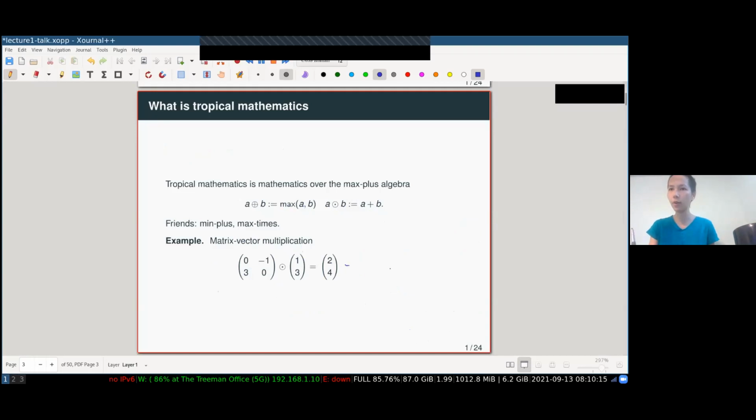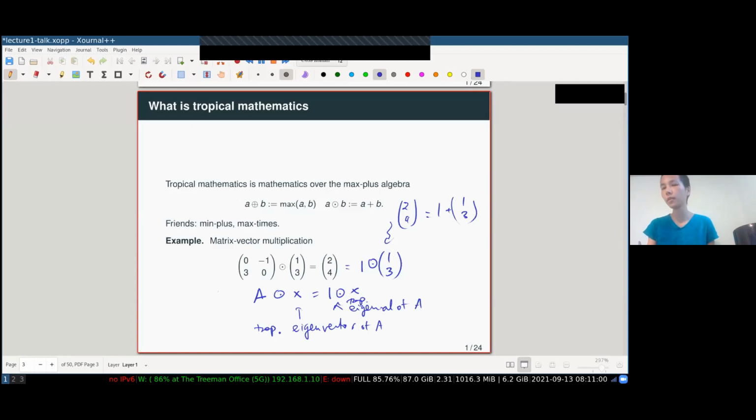And now we can notice that 2, 4 is actually 1 tropically times 1, 3. All I'm saying is that 2, 4 equals 1 plus 1, 3, element-wise. And so I have a matrix A times this vector X equal to a constant times the same vector. And so this is an example where X is an eigenvector of A, and this constant is an eigenvalue of A, tropically. So this demonstrates that you can do linear algebra with tropical arithmetic, and you have nice concepts such as eigenvectors and eigenvalues.